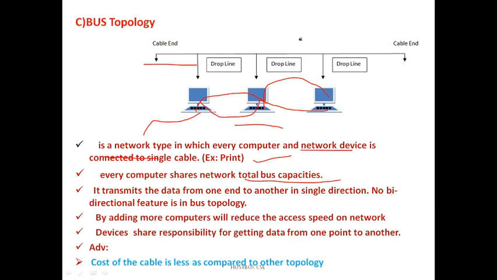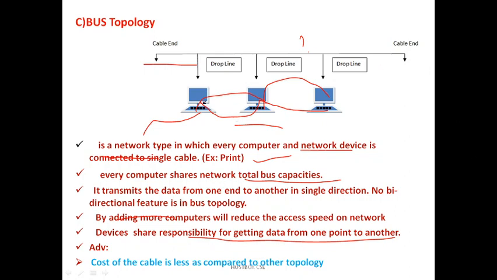So in bus topology, what is the limit? It is suitable only for a small network. For example, you can connect about 10 computers. More than 10 is difficult here. Devices share responsibility for getting data from one point to another. An advantage is that the cost of the cable is less compared to other topologies. Remember, an example is again the printing example.